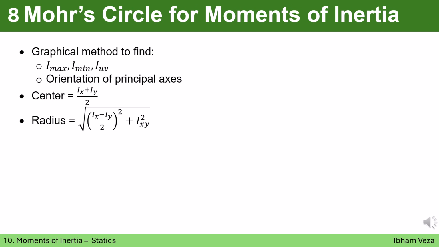Mohr's circle for moments of inertia. Mohr's circle provides a graphical method for analyzing moments and products of inertia. It helps us determine the principal moments of inertia and the orientation of the principal axes without extensive calculations. The center of the circle is located at the average of the x and y moments of inertia, while the radius depends on both the difference in moments and the product of inertia.